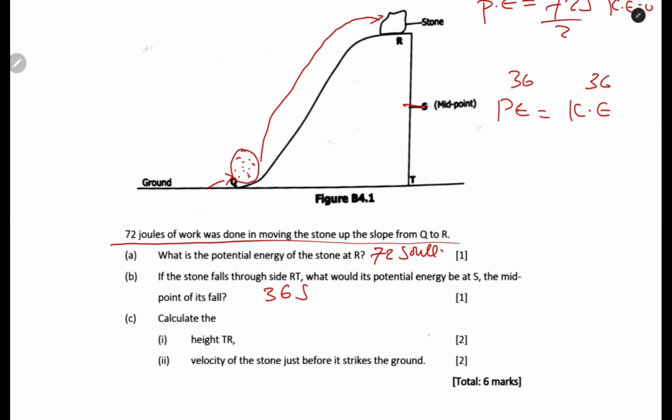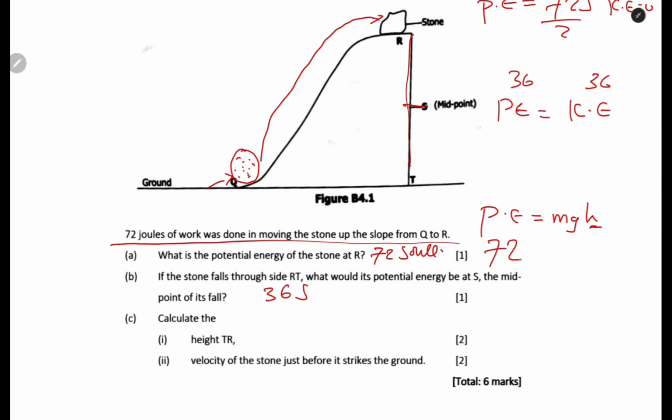Then calculate the height of TR. This TR, how are we going to find it? To calculate the height of TR, we are going to need the formula that has height in it. And in this case, since we have potential energy, we can use potential energy is equal to mass times gravity times height. So we have height.